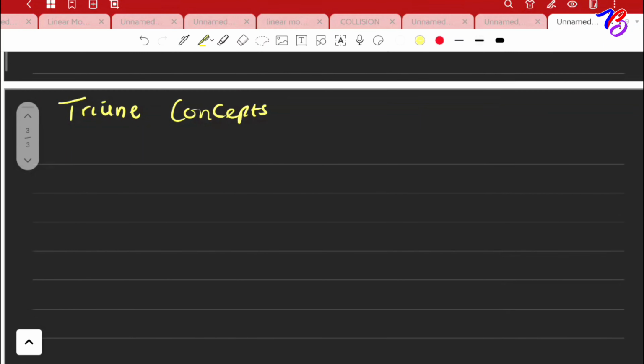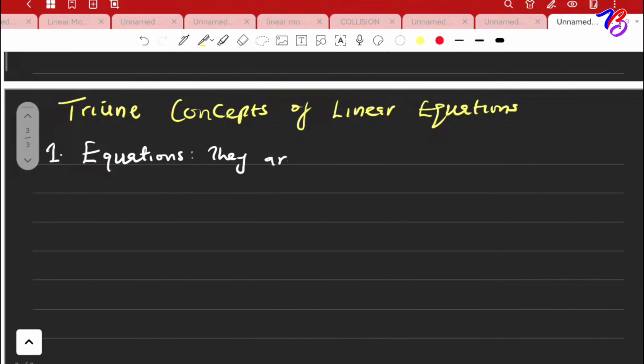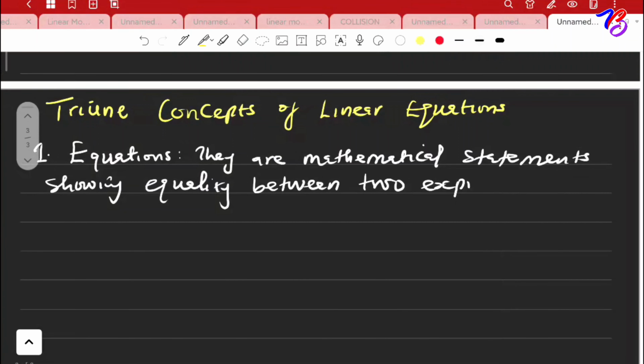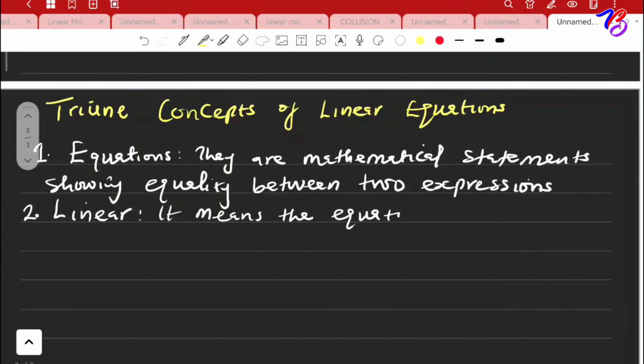For better understanding, the triune concepts of linear equations: number 1, equations; number 2, linear; number 3, simultaneous. The first, equations, are mathematical statements showing equality between two expressions. Then number 2 of the triune component, we have linear. It means the equations are of first degree.